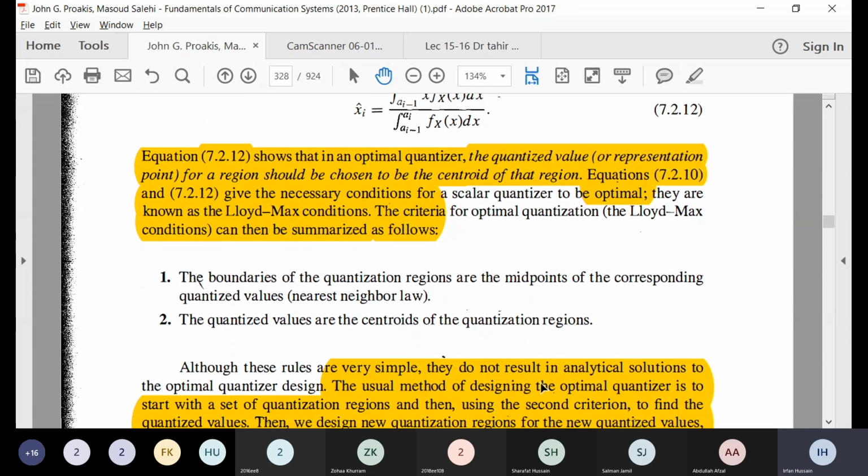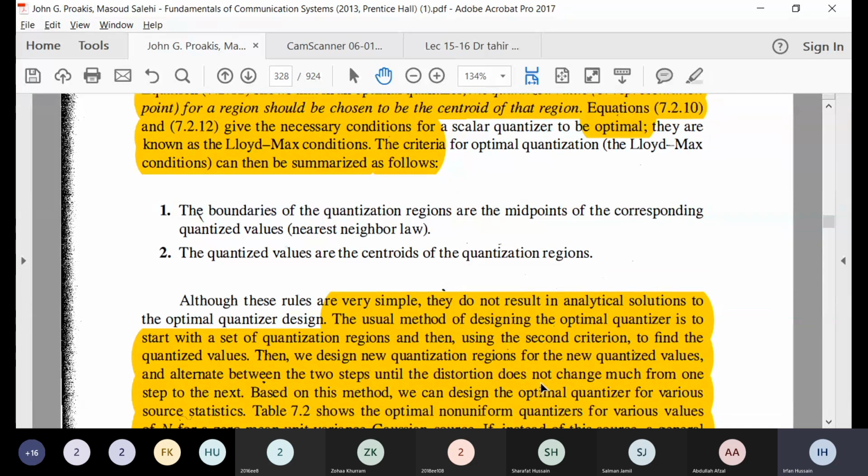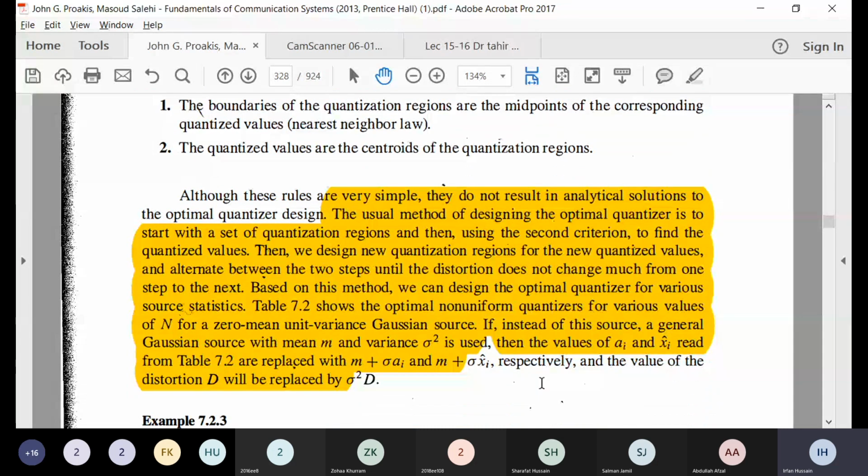So we have two optimizations. One is with respect to the quantization boundaries, and the other is the quantization level itself. For these two together, analytical solutions become quite cumbersome. So we use the usual iterative method. The iterative method is that you start with some initial values, and using the second criterion find those quantized values. Then from these new quantized values, you find new regions, and you just alternate: regions, values, regions, values, this way.